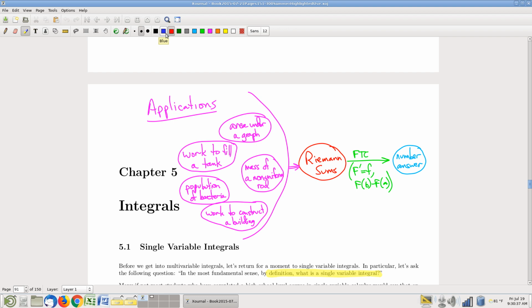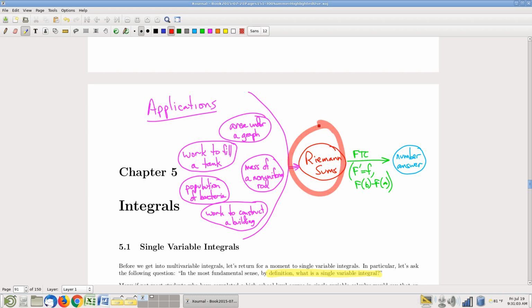rant. And a reminder, in case you're curious, I have an extra recording on my YouTube channel in the playlist called Miscellaneous Topics that is entirely about the definition of an integral and why it's important, specifically why it's important to applications. Okay, so anyway, what is a single variable integral?